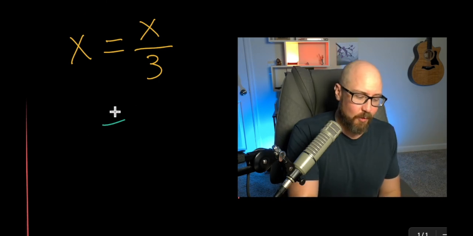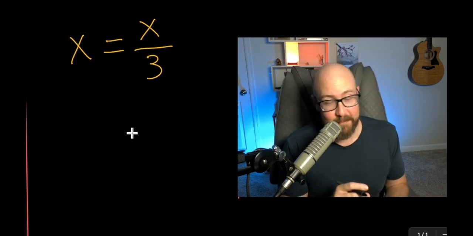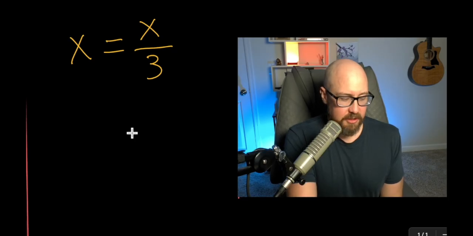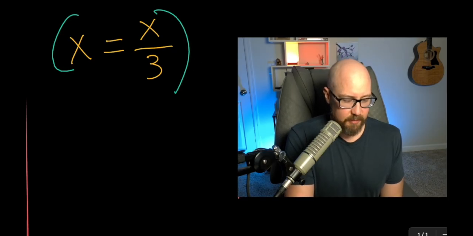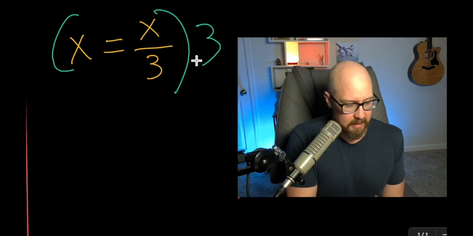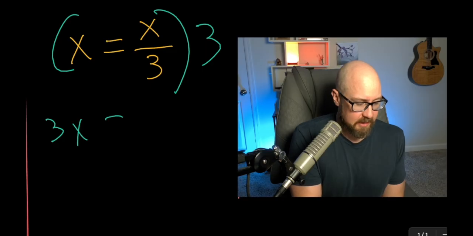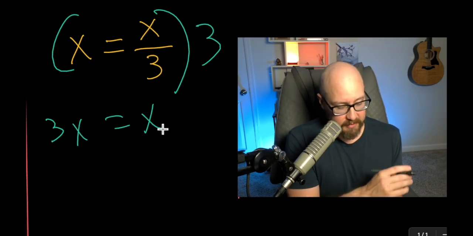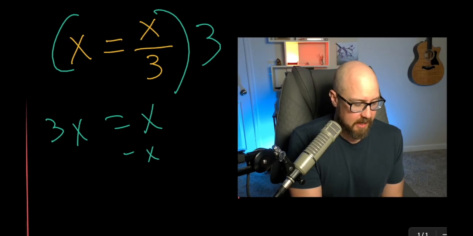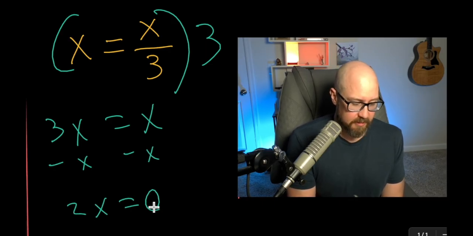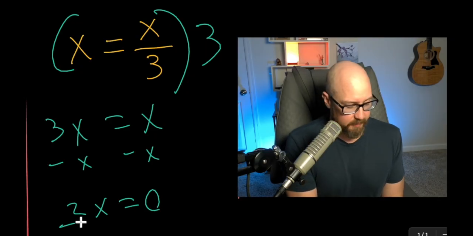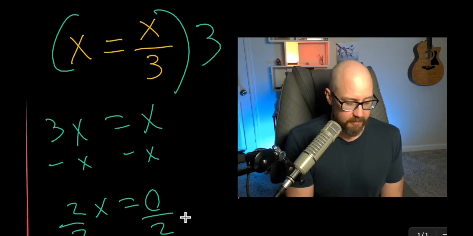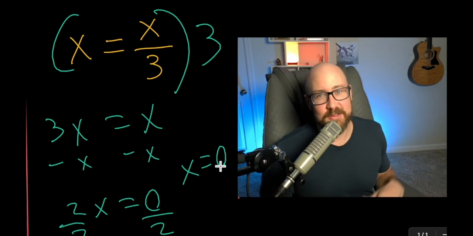But in case you were wondering how you might solve it algebraically, we want to get rid of the fraction on the right side, I would say. So we could multiply both sides by 3. So we would get 3x equals x. At that point, we want to move all the x's over to one side together. So if we subtract x, we get 2x equals 0. Divide both sides by 2, and then x equals 0 over 2, which is 0. So again, x equals 0.